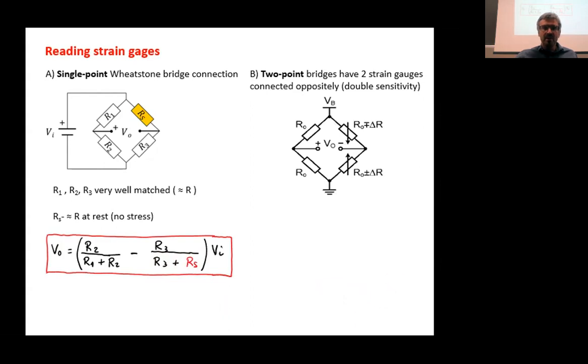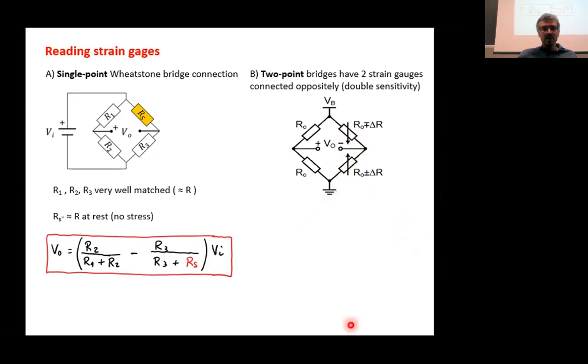But you remember that I told you before that if you apply a flexional force on a beam, the gauges that are glued on top extend, and the ones on the bottom compress. So the ones on top get longer, and the ones on the bottom become shorter. So the resistance of the ones on top increases, and the resistance of the gauges mounted on the bottom part decreases by the same amount.